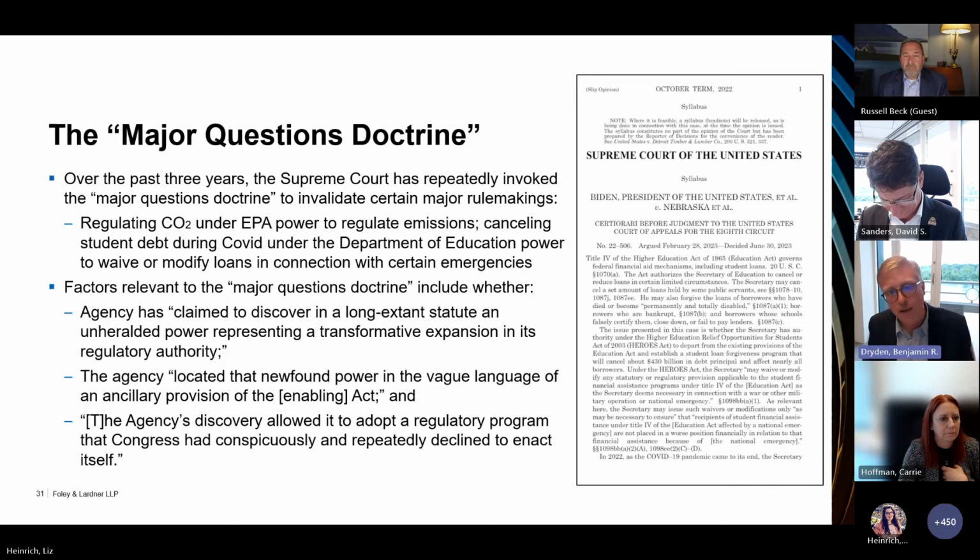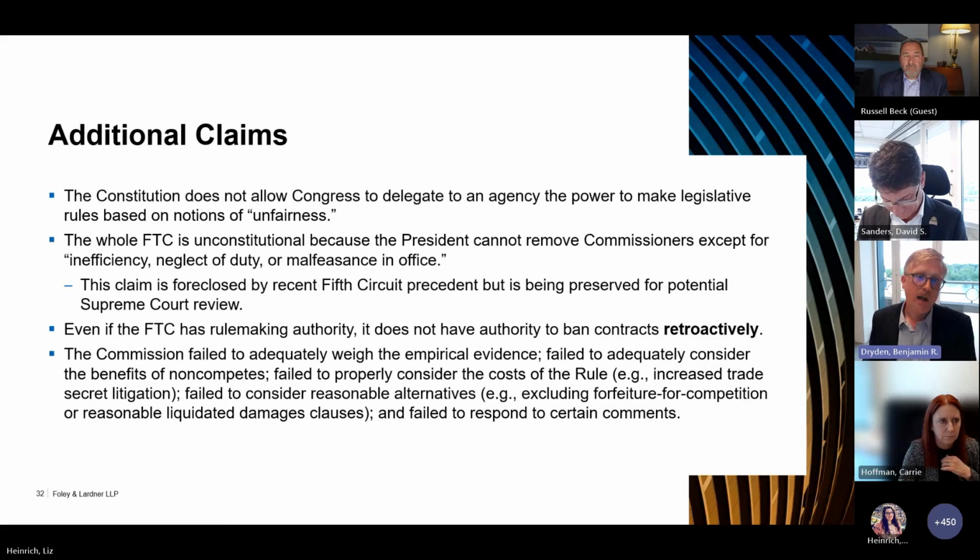So next slide, I'll quickly touch on the other claims. One is that the delegation to the FTC was to prevent unfair methods of competition. And there is a Supreme Court case, granted it's a case from 1935, where the Supreme Court said unfairness is not enough of an intelligible principle to delegate policy-making authority to an agency. That is unconstitutional because policy decisions have to be made by a politically accountable Congress.